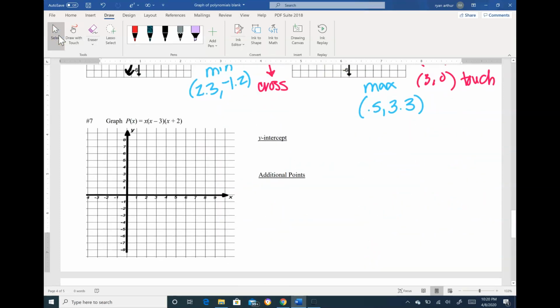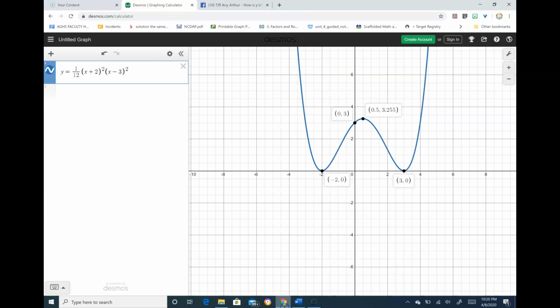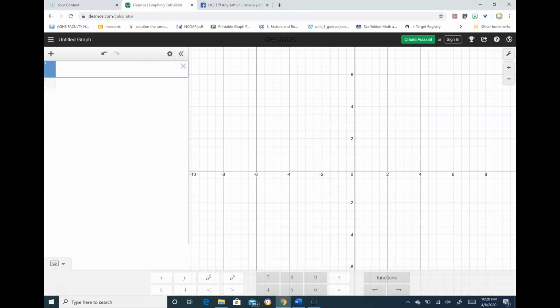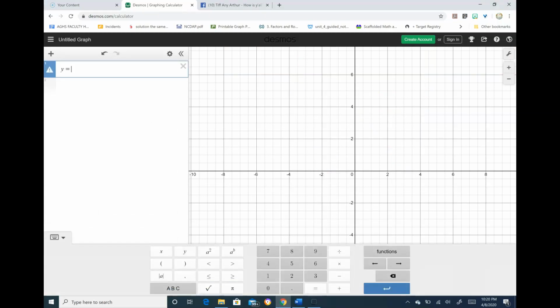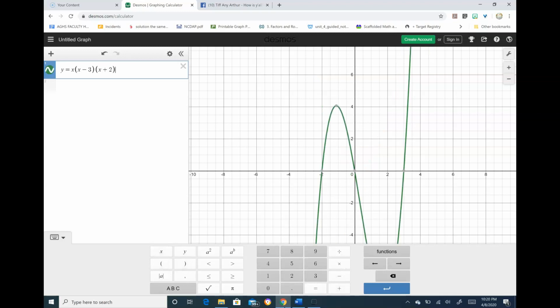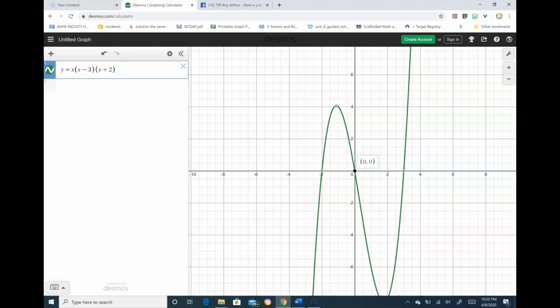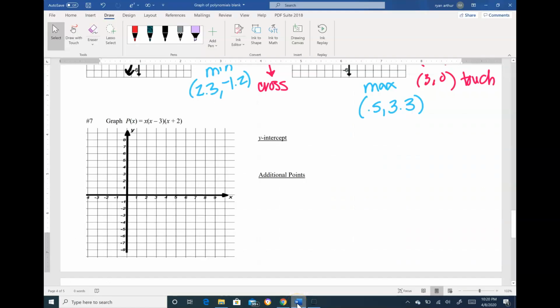Alright, last one. Okay, so this is going to be x times (x minus 3) times (x plus 2). Right, let's go to Desmos, let's graph it. So it's going to be y equals x, and type it how you see it, okay? And then (x plus 2). All right, so first let's get the y-intercept. Where's it cross the y-axis at? Well, (0, 0). So my y-intercept is (0, 0).